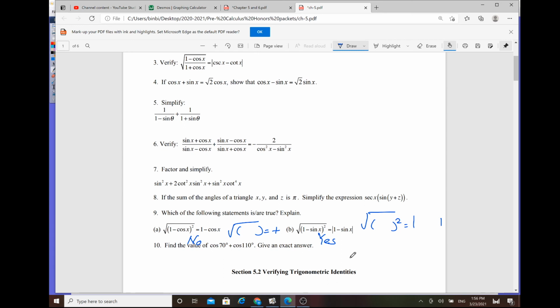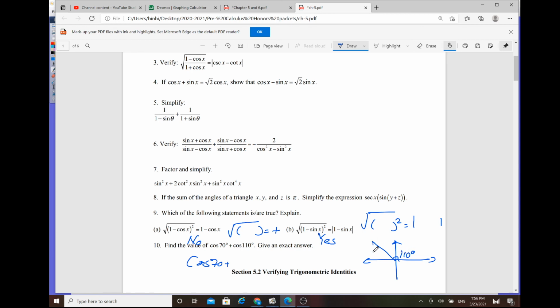And now let's see number 10. Find the value of cosine of 70 degrees plus cosine of 110. So let's put in the analysis. Cosine of 110. 110 is over here, should be a little bit further back to the right. The diagram is not drawn to scale.